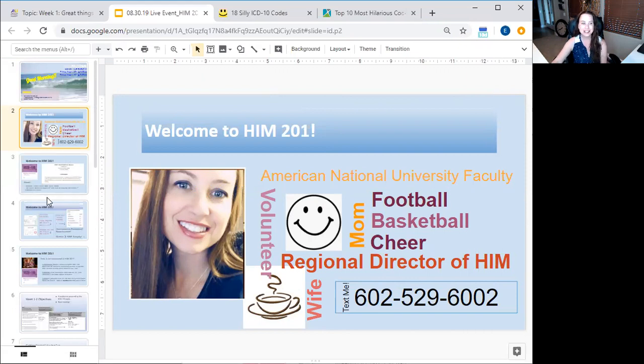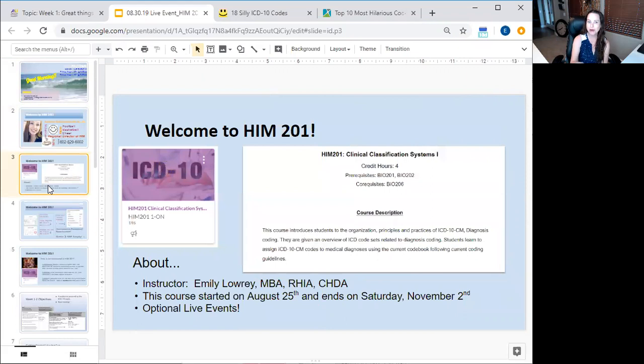So let's advance a little bit through these slides. About 201: it started just this past weekend on August 25th, and it runs all the way into the first part of November. November 2nd is the end of our 10 weeks together. Within that time, we're going to have a lot going on: a lot of MindTap assignments, coding practice, end of chapter review questions, those types of things, the test yourself. We're also going to have a lot of discussion questions.